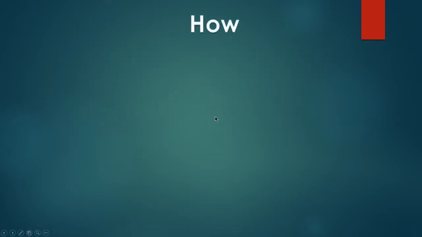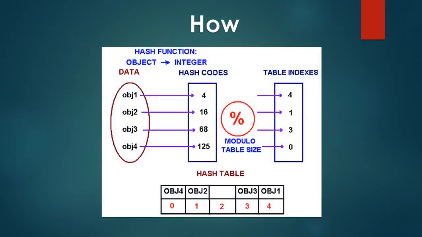Now, how does it work? How do we implement this in the code? Actually, learning about why it is used is easy. The hard part is learning how to implement it in Java code. Okay, this is basically how a hash function works.